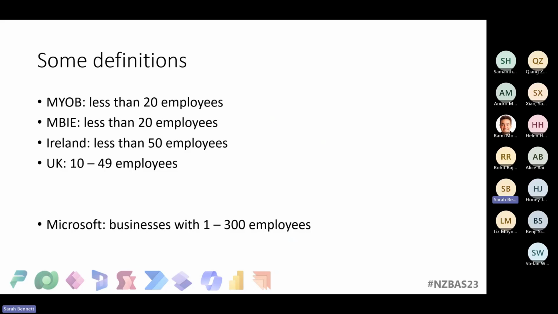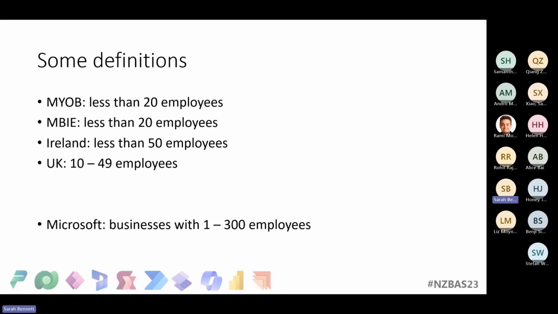So we had 42% say 0 to 20, 42% 0 to 50, and someone says 0 to 100. According to the NBIE, at the end of the presentation I've got a slide with some references on there. The NBIE's definition in New Zealand is that a small business is a business with fewer than 20 employees. So that's the definition that they use. And Australia uses a similar definition.